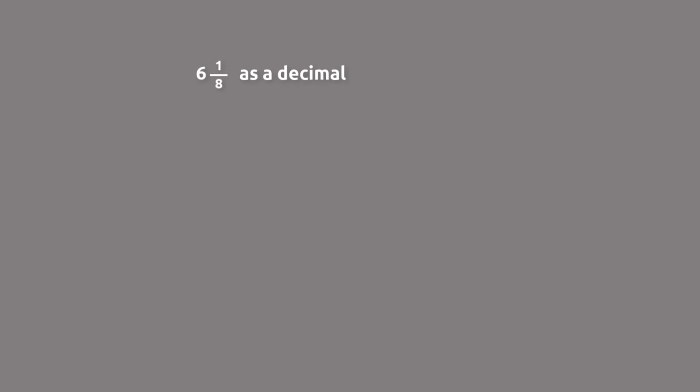We could turn this into an improper fraction, which would be 49/8, and then just use long division. We're going to end up with that 6 out in the front. 49 divided by 8. We have a decimal here. 8 will go into 49 6 times. And that makes sense. Since we started out with 6 1/8, we know it's going to be 6 point something.